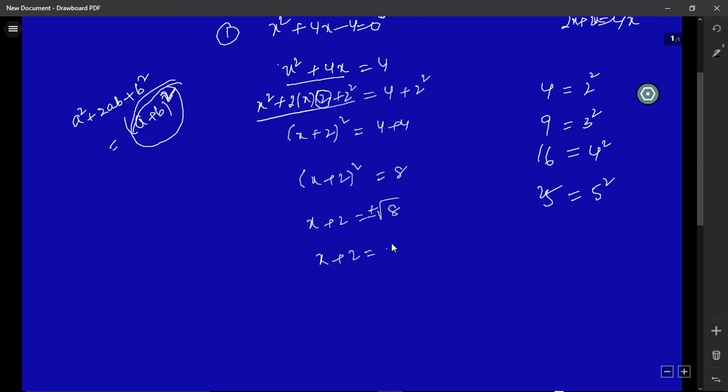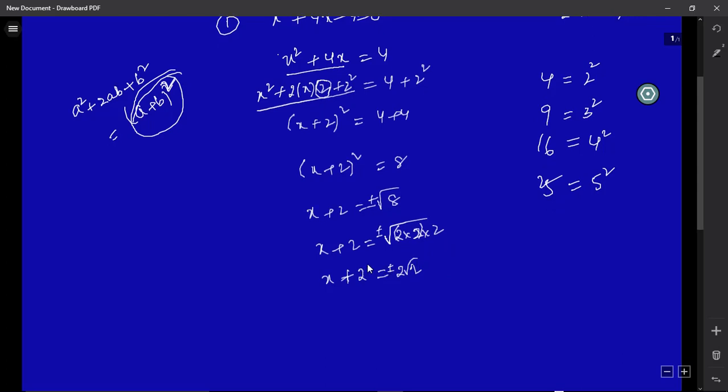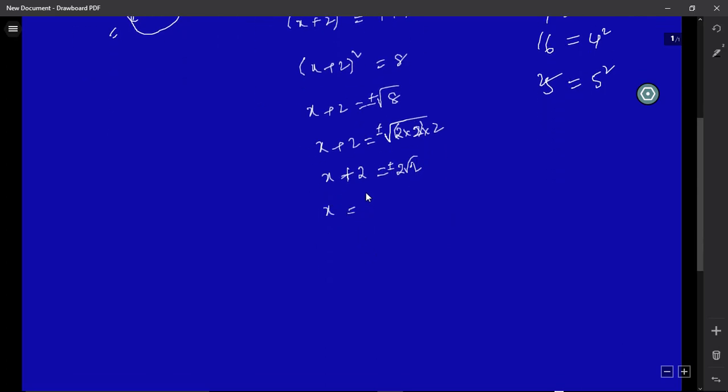You can consider this as plus or minus root 8, or else I can do it this way also. If I take the LCM of root 8, I get 2 into 2 into 2, because 2 into 2 is 4, 4 into 2 is 8, right? Now these two same terms I can take as one outside, and then this 2 remains inside the root itself. So the value of x is plus 2. If I take it to the right hand side, it becomes minus 2.